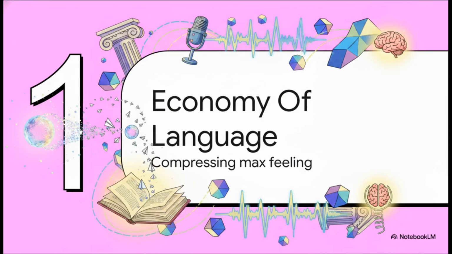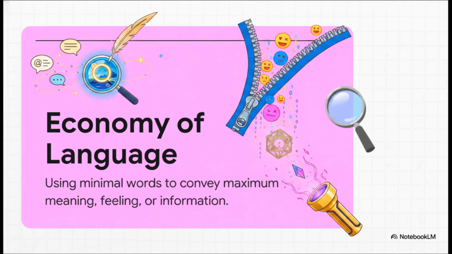Section 1. The economy of language. Compressing maximum feeling into minimal words. Here's the thing about poets. They just don't have the luxury of endless pages to explain how a character is feeling, right? They don't have 5 chapters to build a whole world. Because of that, every single syllable has to work overtime. They act as the extraction software for our emotional zip file.